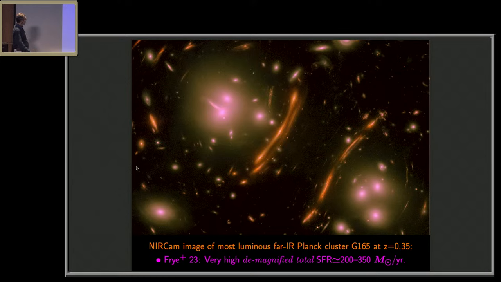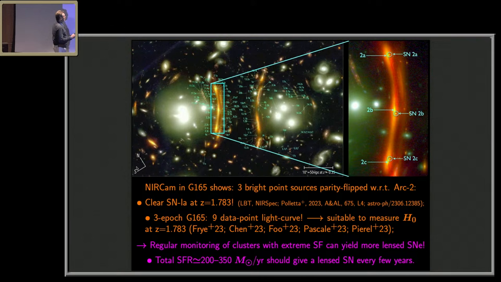And here's the enlargement, dozens and dozens of reliable image families with MUSE redshifts and what have you. And we hope, with three images and three epochs, so nine images in total, to measure the Hubble constant at redshift 1.78. This is done by our cluster sub-team here. Two independent teams are trying to analyze that completely blindly. We do think that regularly monitoring these clusters with extreme star formation can yield more lensed supernovae. At this minimum star formation rate, you should get a lensed supernova every few years. So it's worth monitoring in the future.